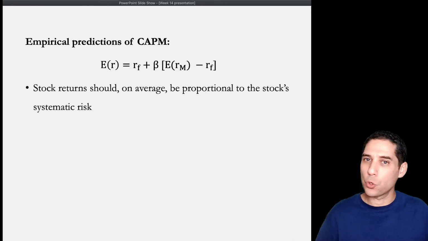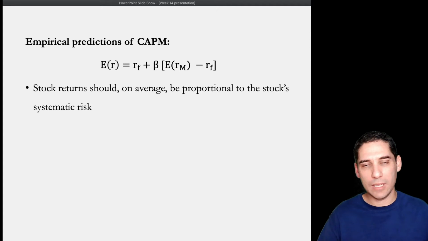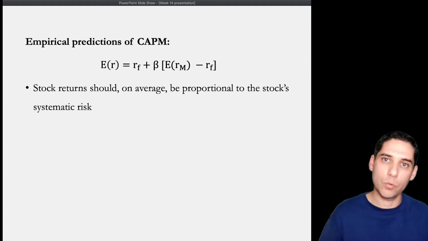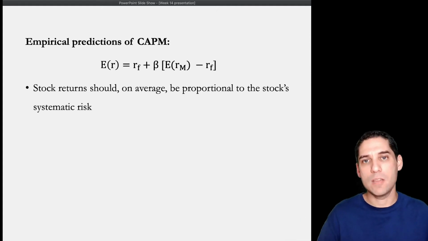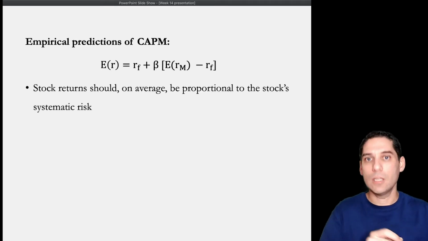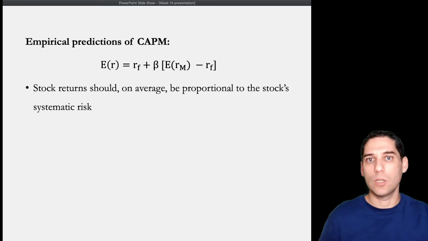But on average, over long periods of time, higher beta should come with higher returns and lower beta should come with lower returns. That's a fundamental risk-return relationship in finance, all right? But here, the returns should be proportional to beta. So that's exactly what CAPM says.